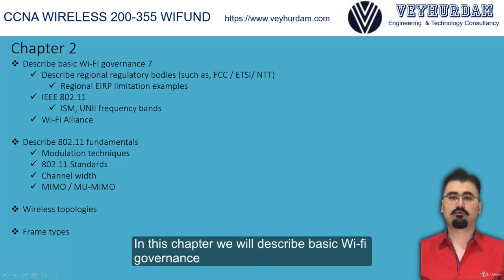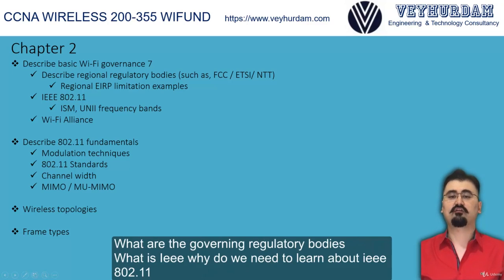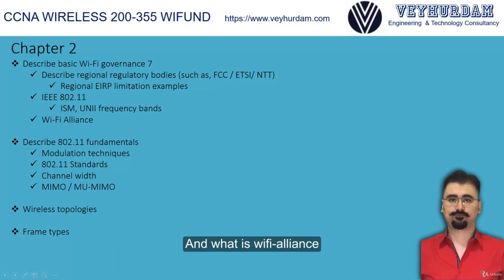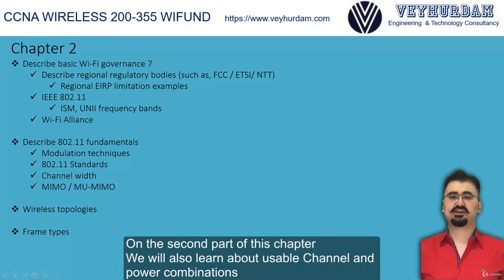In this chapter, we will describe basic Wi-Fi governance. What are the governing regulatory bodies? What is IEEE? Why do we need to learn about the IEEE 802.11 standard? And what is the Wi-Fi Alliance? In the second part of this chapter, we will also learn about usable channel and power combinations.